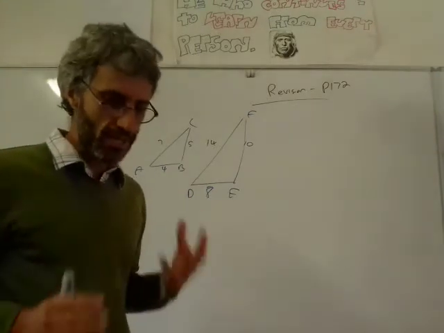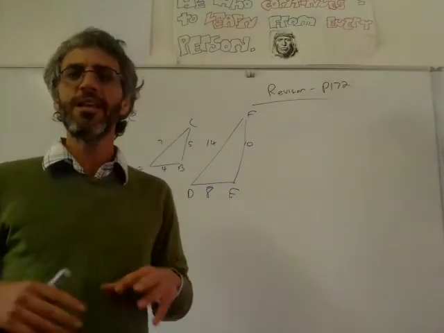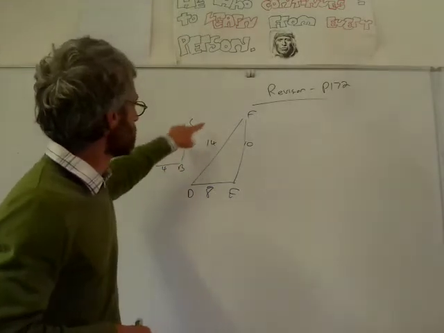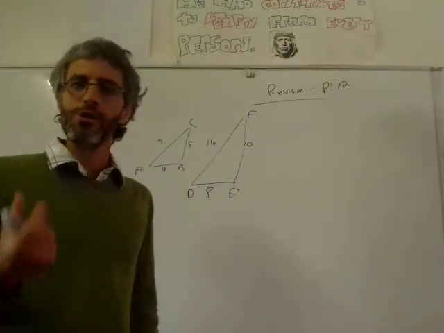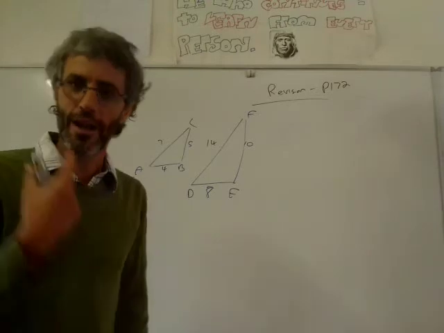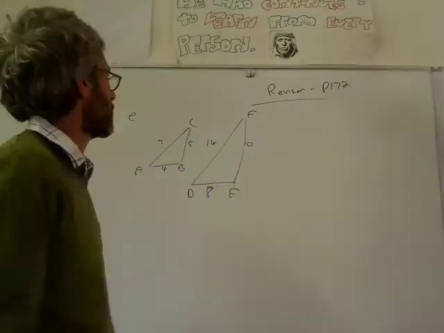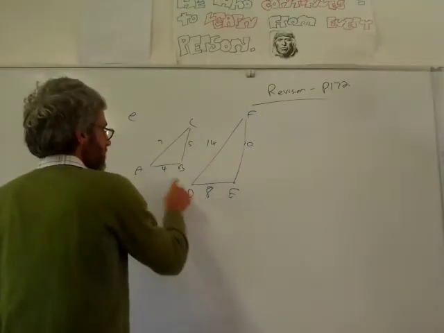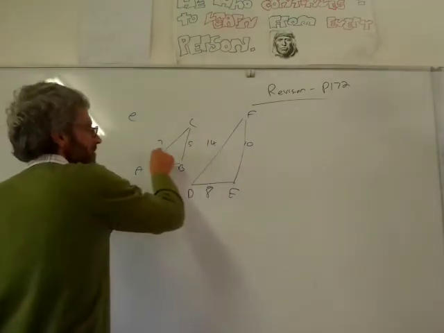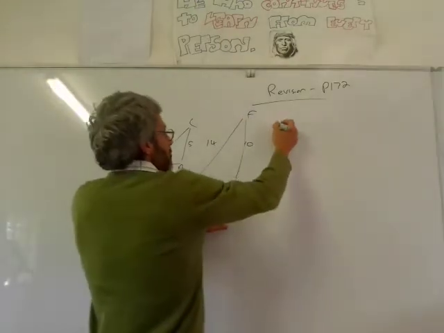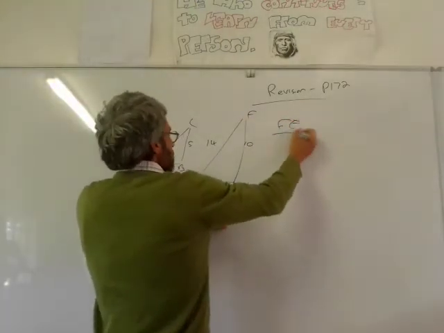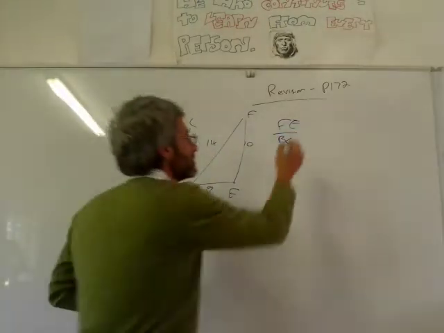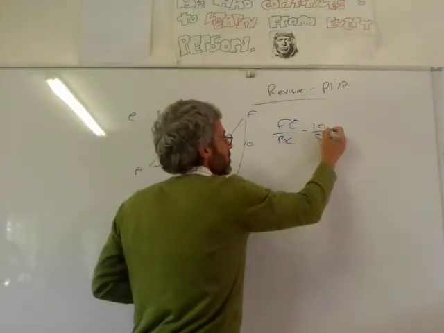To prove that triangles are similar, either they have the same angles, equiangular, so angle A equal to D, C equal to F, and so on, or their sides are in proportion. And here we have information about the sides, so we're going to use that. You can see that 10 is double 5, 8 is double 4, 14 is double 7. So what am I going to write down? How do I prove that? I'll say FE divided by BC is 10 divided by 5, which is equal to 2.